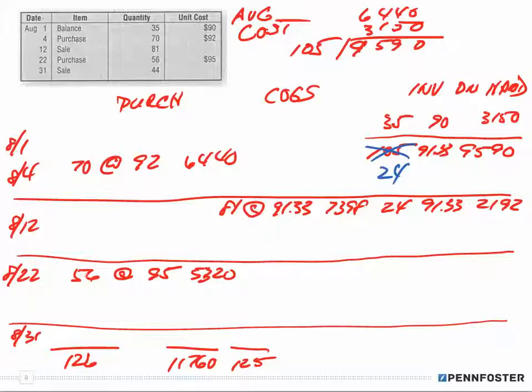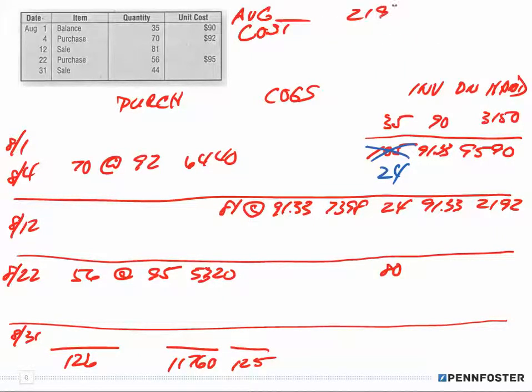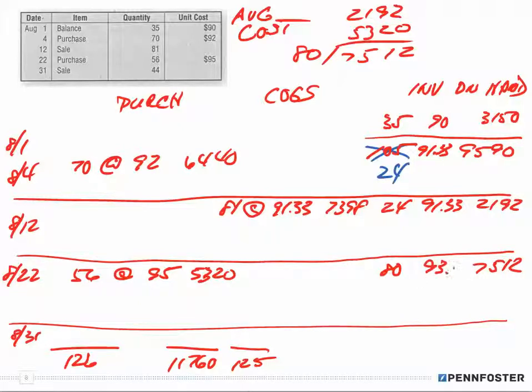So when we purchase 56 here, we add the 56 to the 24, which means we have 80 units in stock, and 21.92 plus the amount that we're purchasing, 53.20, gives us 211.5 75.12. And when we divide that by 80, because we have 80 units, we're trying to figure out the average cost. So now our average cost is 93.90, right?